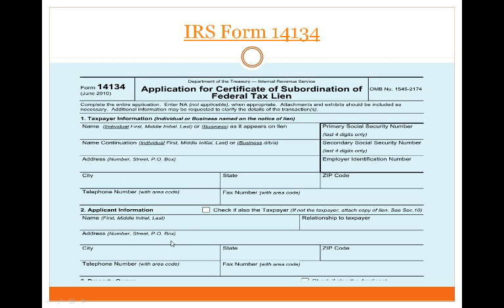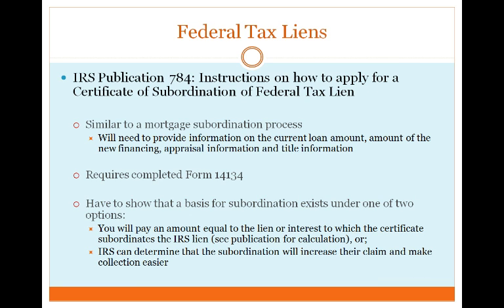And essentially, you're going to put all of the information that they need, but you also have to select what the basis for subordination is. And you have two options. One is that it would require your client to pay something. There's a full calculation, an example of calculation in IRS Publication 784. But essentially what they're wanting to have your client pay is the United States interest, which is the equity that you get from your refinance loan.